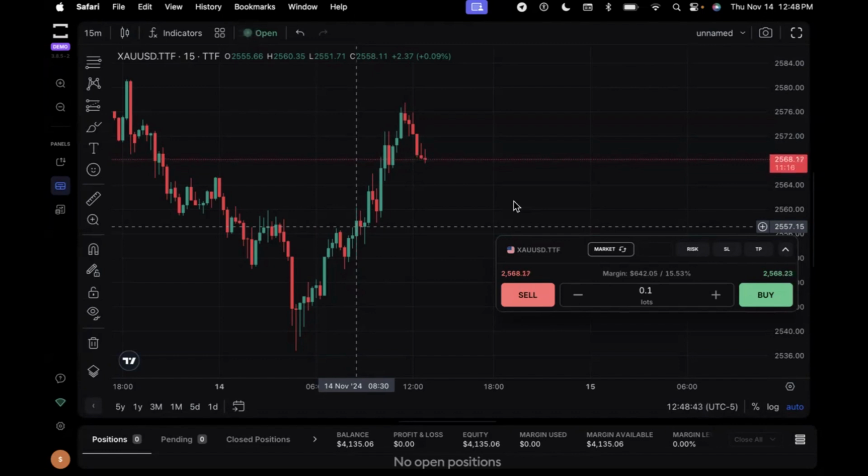Now, if you don't have access to Tradelocker, you are going to want to find a broker that offers this. Then you'll be able to create your demo and live accounts.